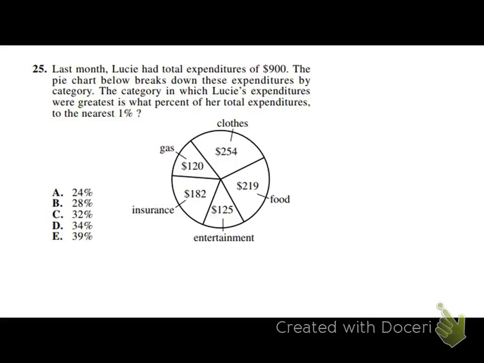Okay, 25 is the early algebra one, but it's a lot of numbers on it. It's a lot of percentages. But it's basically just dealing with percentages. Category in which these expenditures were paid is what percent of total expenditures? Yeah, okay, sorry, I had to.